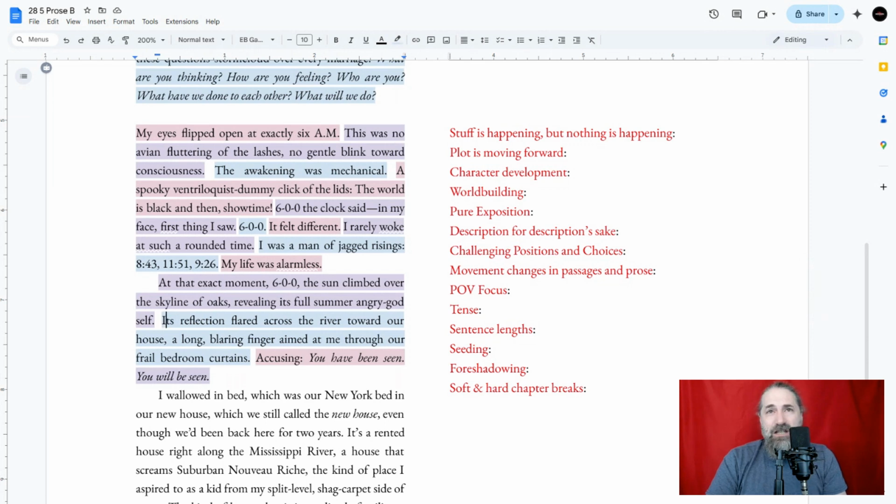"And then its reflection flared across the river toward our house, a long, blaring finger aimed at me through our frail bedroom." So this is just a visual, like atmosphere and stuff like that. But it is character development, right? Okay. And then accusing: you have been seen, you will be seen.